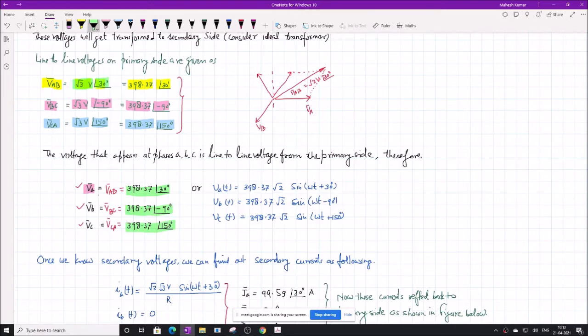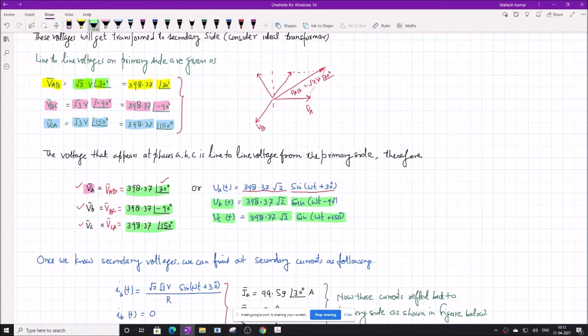And once we know these in phasor domain, we can also express them in the time domain. Just multiply by root 2, so 398.37 into root 2 becomes the peak value, and sine omega t plus 30 degree, because 30 degree comes from this phase shift. Similarly, V_b becomes 398.37 root 2 sine omega t minus 90, and V_c becomes 398.37 root 2 sine omega t plus 150 degree. Okay, so we now know the secondary voltages that appear across the secondary winding.